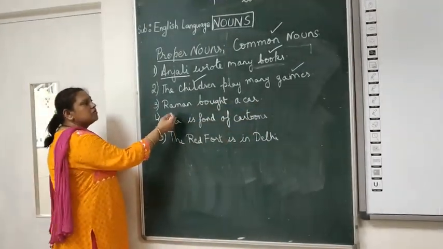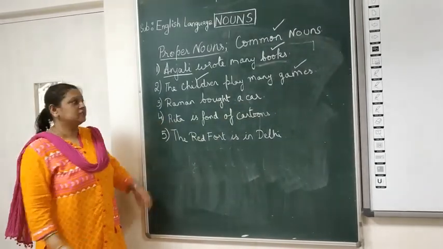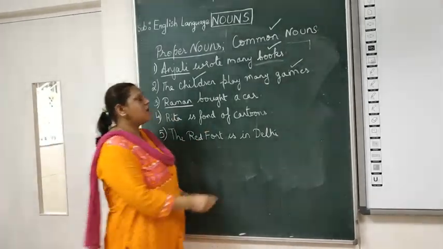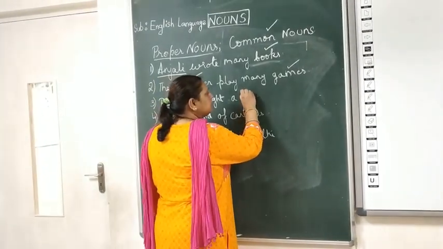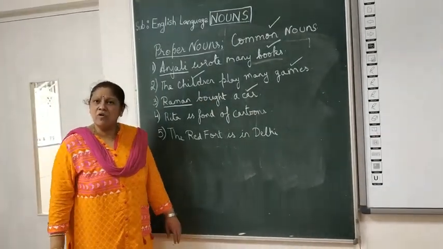Now we come to, Raman bought a car. Raman is the name of a person. So Raman is a proper noun. We underline this. And car, which type of car is given, we don't know. It's just a car. So we are going to take it as a common noun.